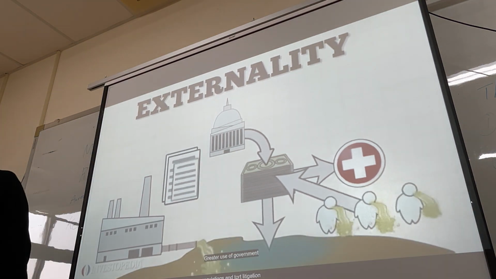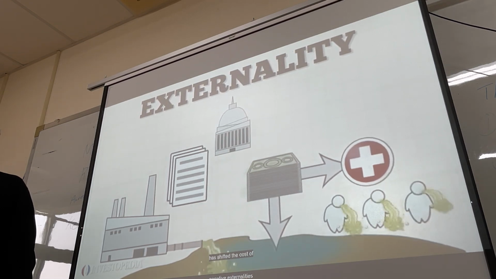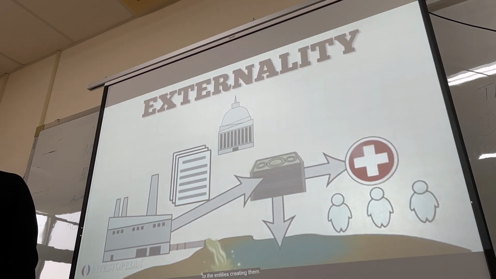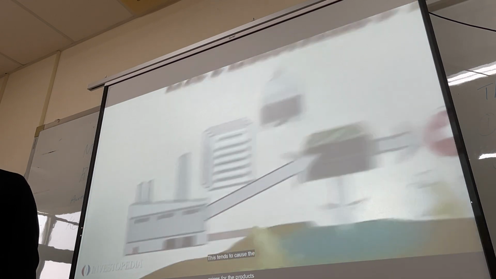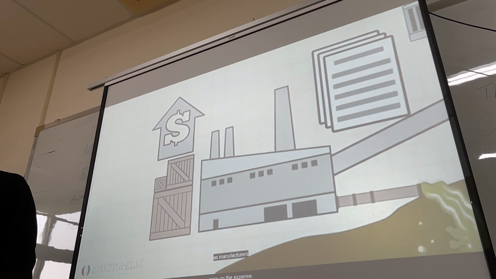Some government regulations and tort litigation has shifted the cost of negative externalities to the entities creating them. This tends to cause the prices for the products in the affected industries to rise as manufacturers pass on the expense.